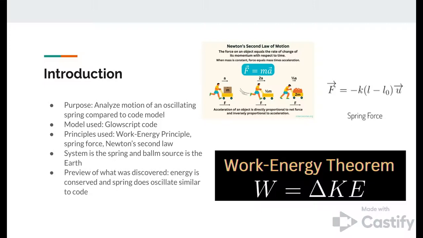So to introduce the lab, the purpose is to analyze the motion of an oscillating spring compared to a code model. For the code model, we used GlowScript, as we always do. The principles used are to the right here. We have spring force, the work energy theorem, and Newton's second law. And the system of the experiment is a spring and ball, and the source is the Earth.